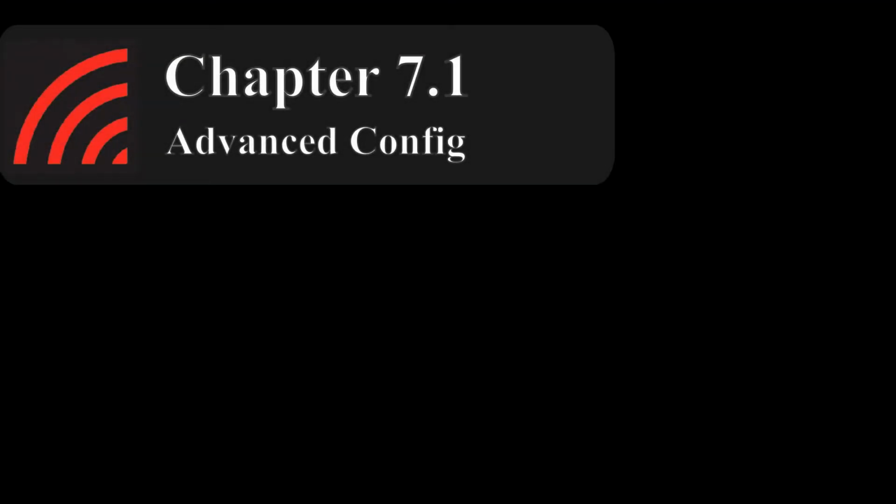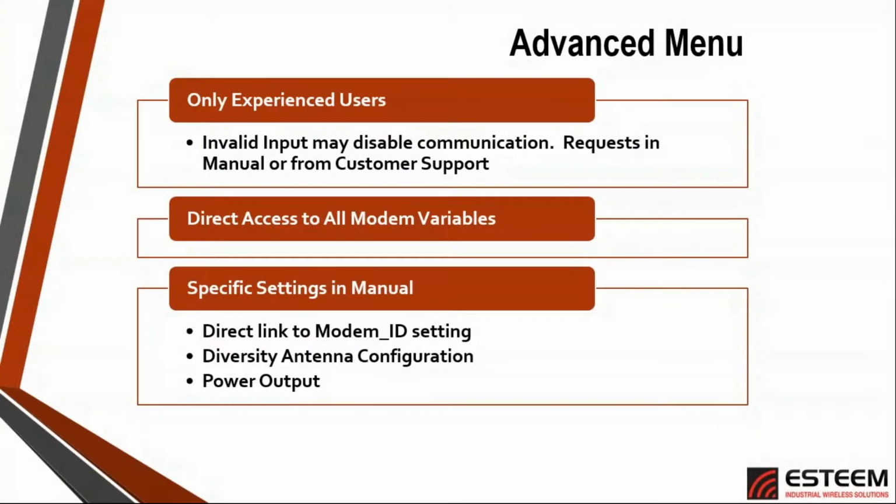So now that we've covered the components of the radio, as far as the RS-232 programming port and how to get into it through the serial port and what that would look like, there are a few things that can be adjusted within the advanced menu.